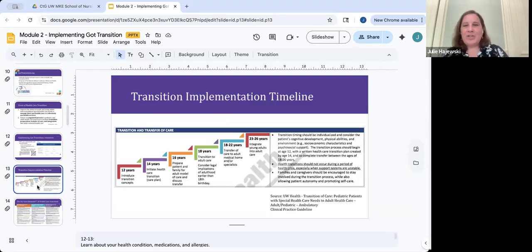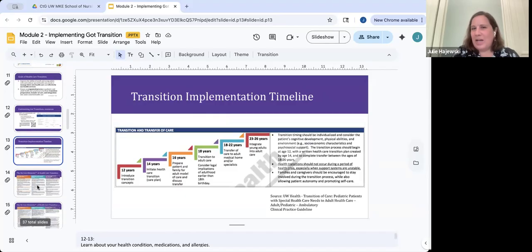This transition implementation timeline is going to look familiar. It comes from that clinical practice guideline that I had referenced in module 1. And Got Transition also has a beautiful timeline on their website. They actually have a printable PDF version that you can utilize as a handout for patients and families.